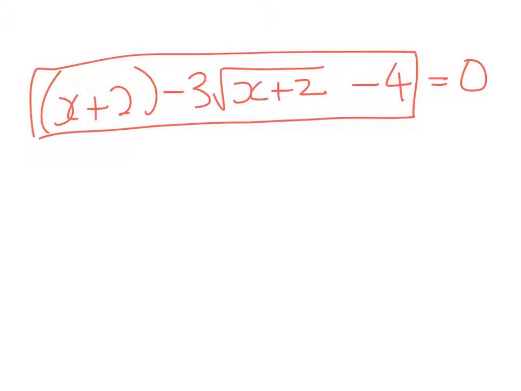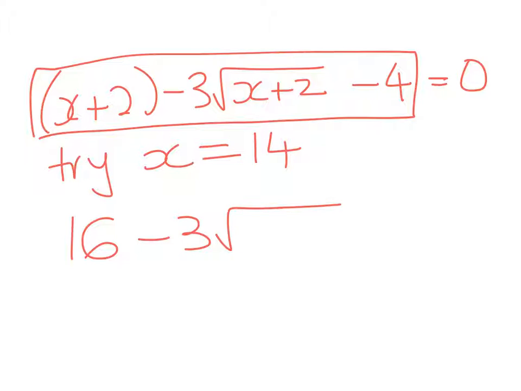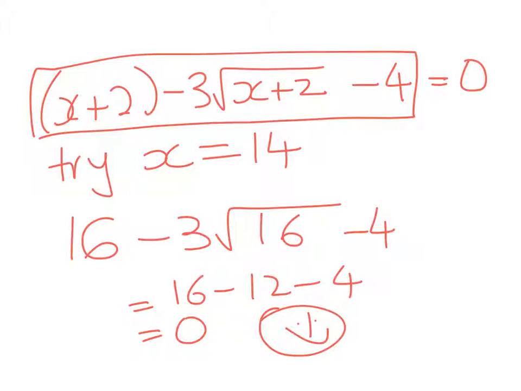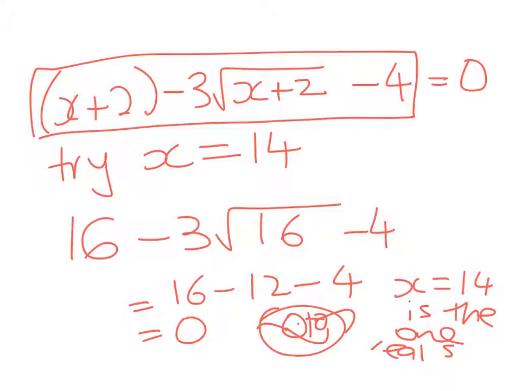And we'd like our potential solution to give us the result that the left hand side equals 0. So let's now substitute x = 14. Well, we're going to get 16 - 3√(14 + 2) - 4. So let's see what that is. Well, that's 16 - 3 fours, which is 12, minus 4, equals 0. So we're happy. x = 14 is the one real solution.